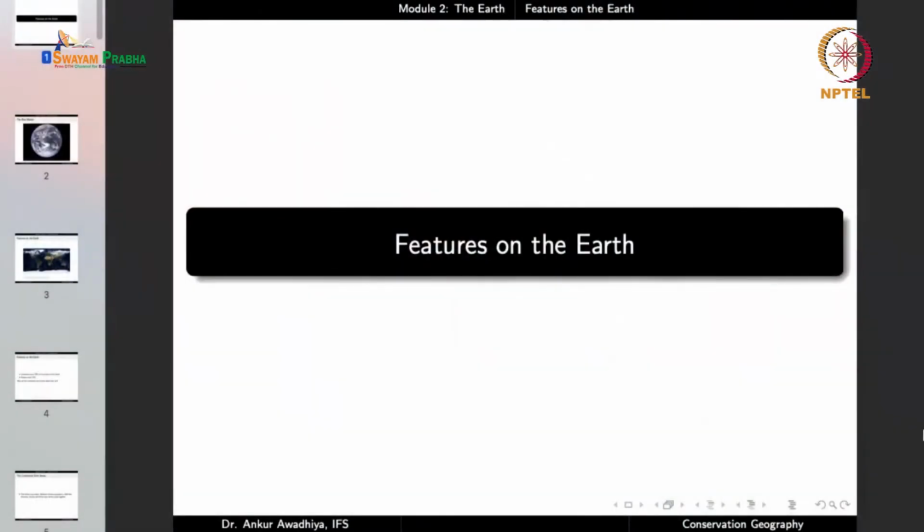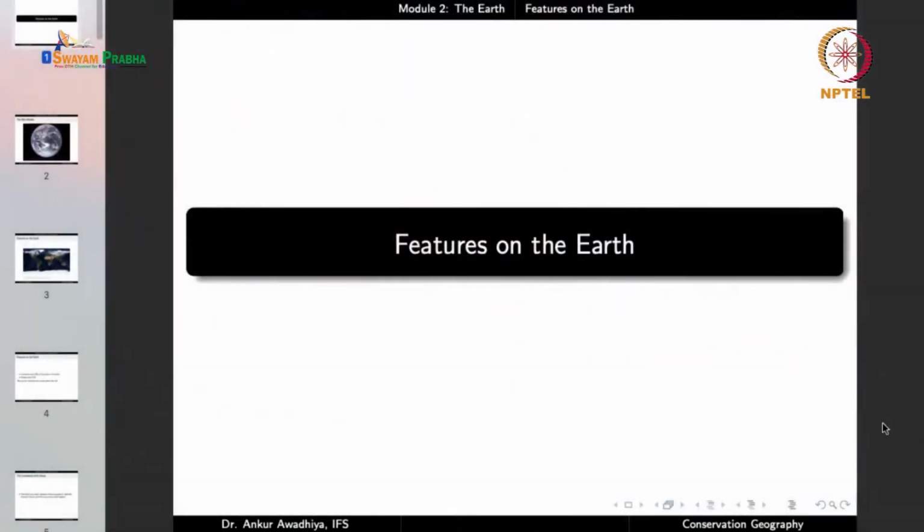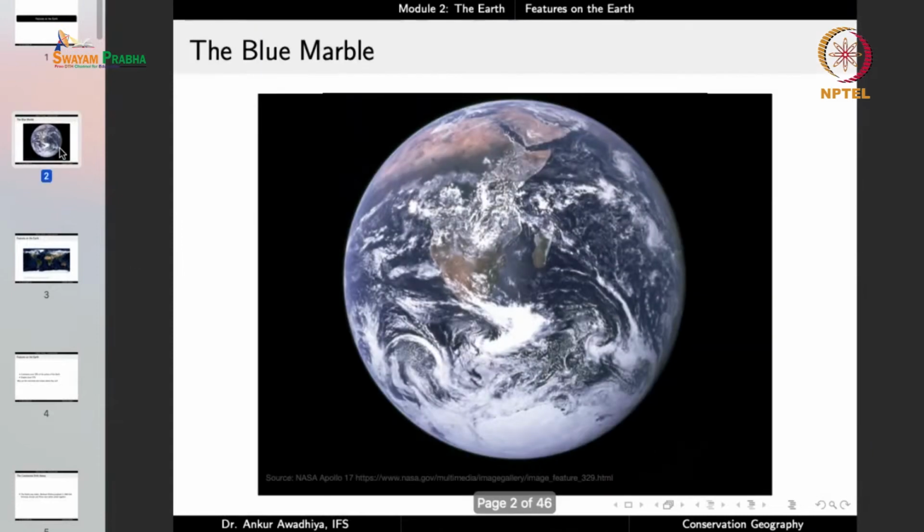Namaste. We carry forward our discussion on the Earth, and in this lecture we shall have a look at the features on the Earth, specifically where the continents and oceans lie and where they exist in the locations where they do exist. So if we have a look at our planet from space, this is how it will look.